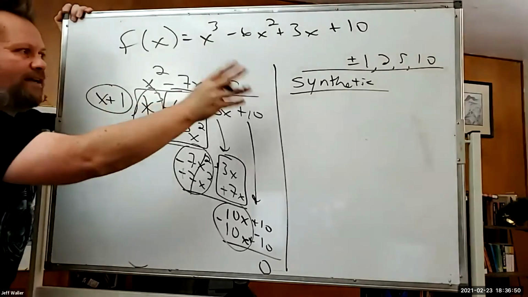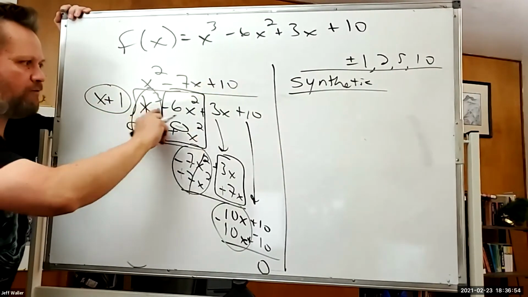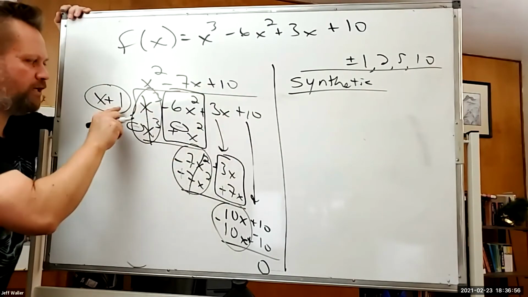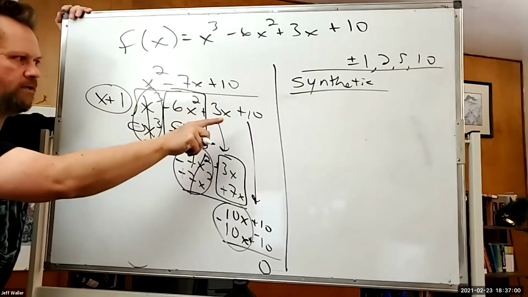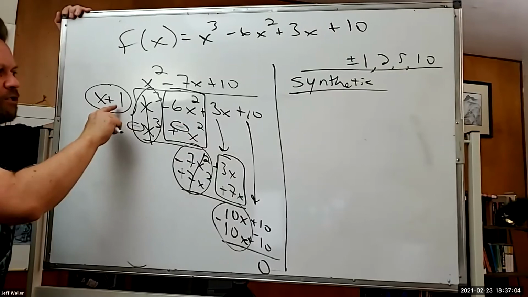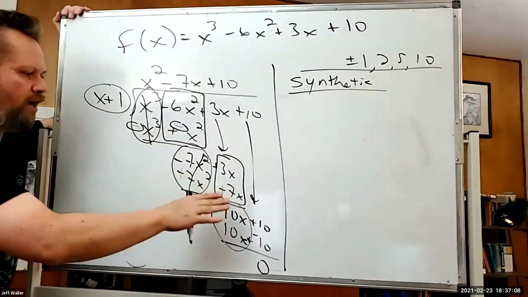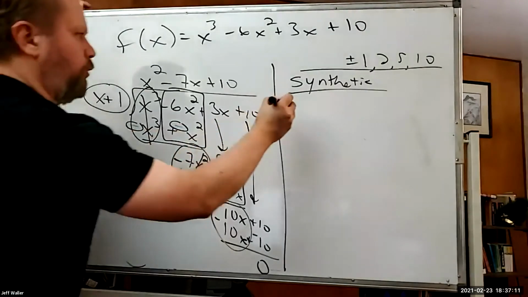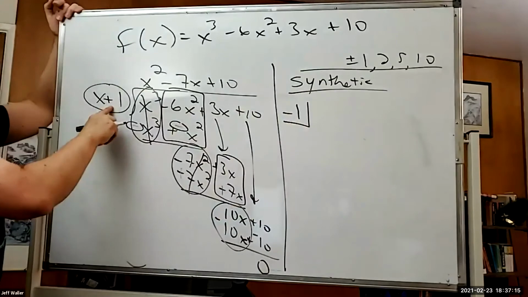So what synthetic does is it says, all right, let me not write any stupid x's. Let me just write the numbers. That's really all that matters, are these numbers. And the very first thing I'm going to do is change the sign of this so I don't have to change the sign every single time. I just do it once at the beginning. So I'm going to put a -1 here.